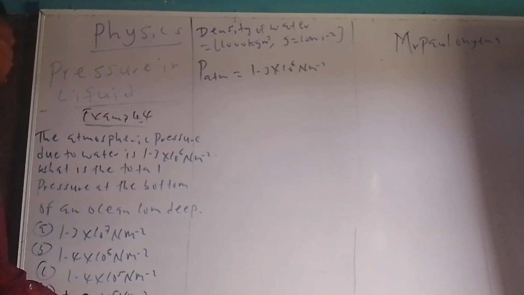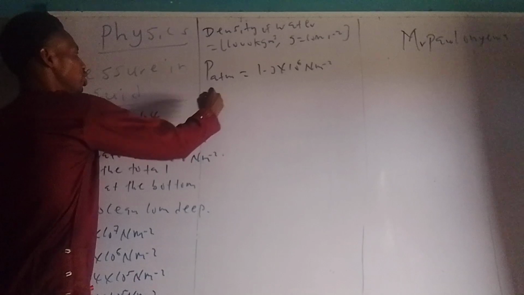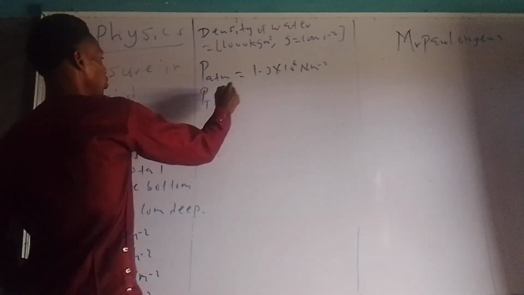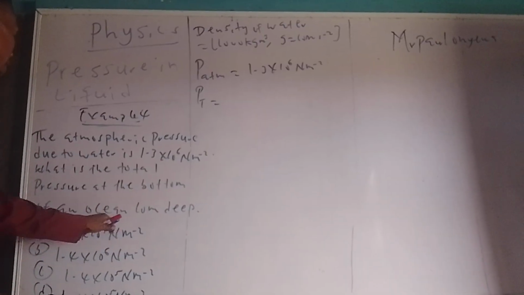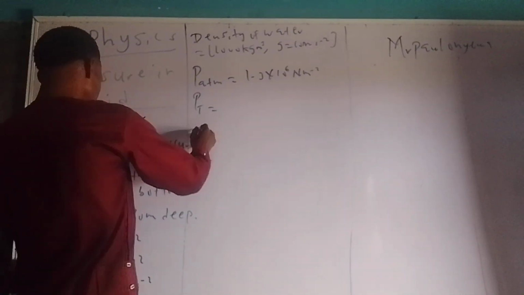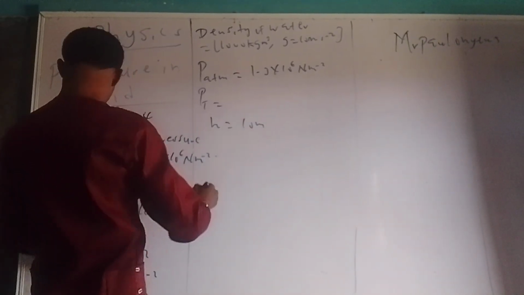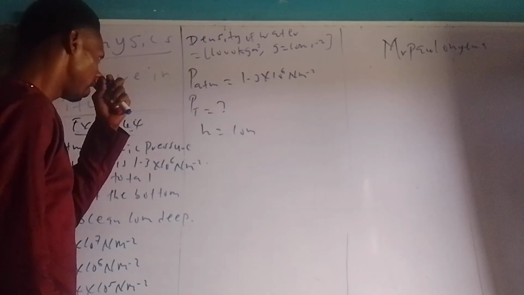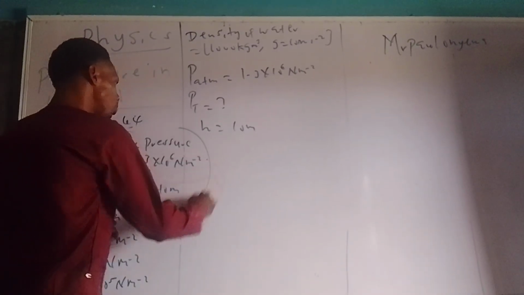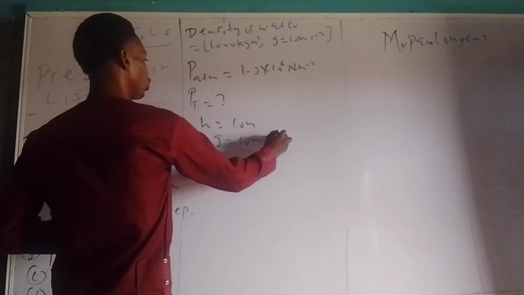Now, in this case, the total pressure, let's take it as P_T, the total pressure at the bottom of an ocean that is 10 meter deep. That is the height of the ocean, 10 meter deep. What is the total pressure? Please take note, this question is very simple. Our g is constant, that is 10 meter per second square.